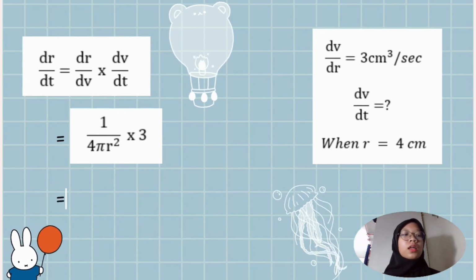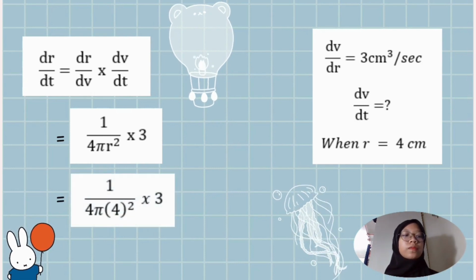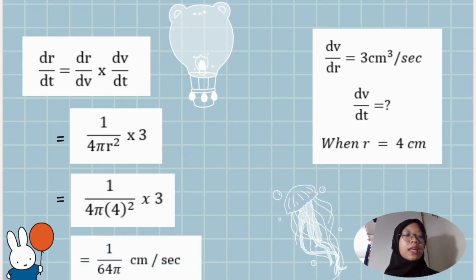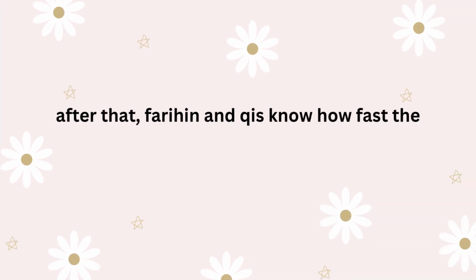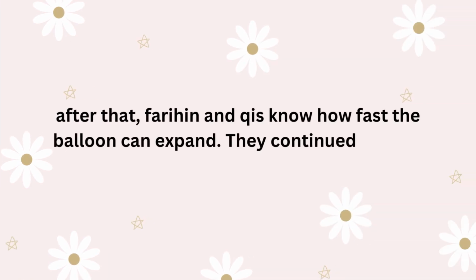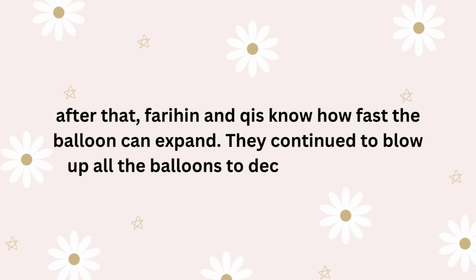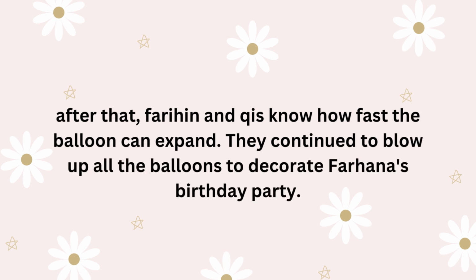After that, substitute the value of the radius, which is 4, into the equation. The equation will be 1 over 4 pi times 4 square times 3. Lastly, solve the equation and we will get the final answer, which is dr over dt equal to 3 over 64 pi centimeter per second. After that, Farihin and Keith know how fast the balloon can expand. They continued to blow up all the balloons to decorate Farhana's birthday party.